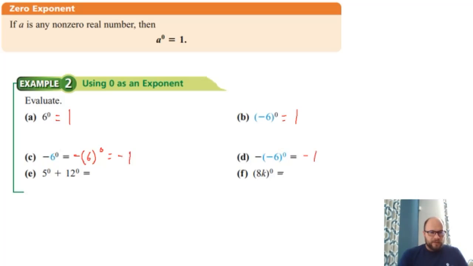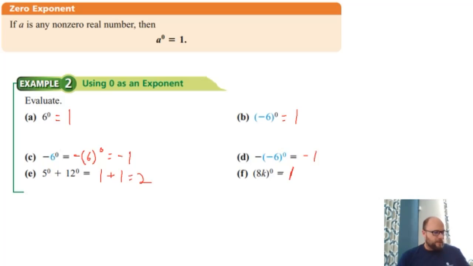On E, both these values are being raised to the 0 power, so they're each going to be a 1. So 1 plus 1, which gives us 2. And the last one, the entire set of parentheses. Again, we don't even know what this variable is, but as long as it's not 0, then our answer to this will be 1. So that's the only exception there.